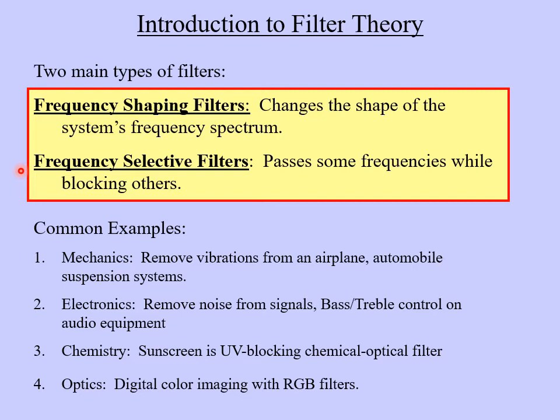There are many examples of filters in different disciplines of science and engineering. For example, in mechanics, filters are used to remove vibrations, for example, from an airplane or even from an automobile, such as your suspension system. In electronics, filters are very common. They're used to remove noise from signals. They're also used for things such as bass and treble control on audio equipment. In chemistry, sunscreen, you can think of that as a chemical optical filter whose purpose is to block ultraviolet rays. And in optics, filters are often used. For example, digital color imaging is done using RGB or red, green, blue filters.